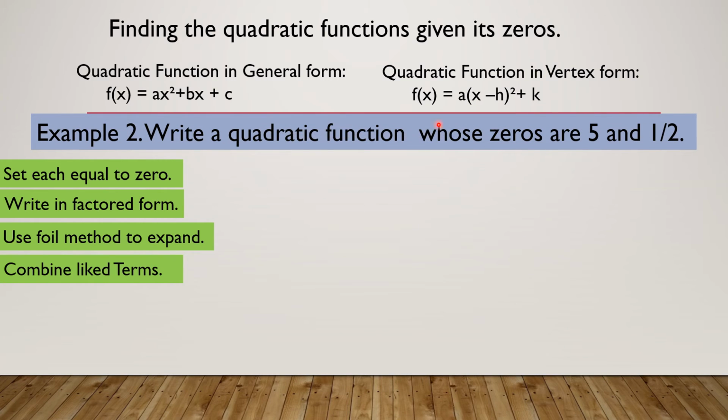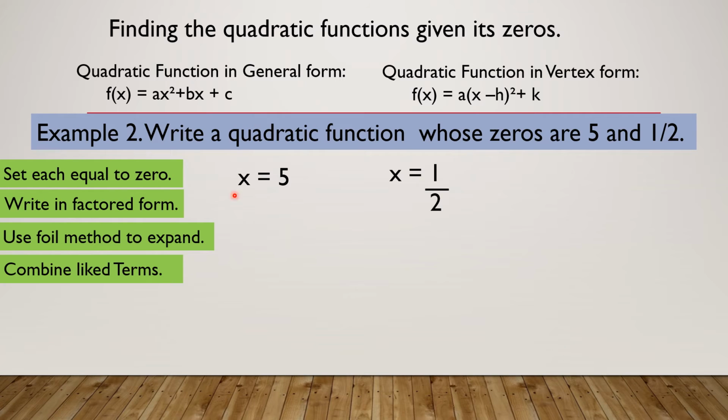Look at this one. Write a quadratic function whose zeros are 5 and 1/2. We can't avoid having answers for x that are fractions, right? So how do we do it when it's a fraction? Same thing: first, x is equal to 5 and x is equal to 1/2. Now, you can do this. Do you want to try this one first? You can pause the video and continue when you're done.